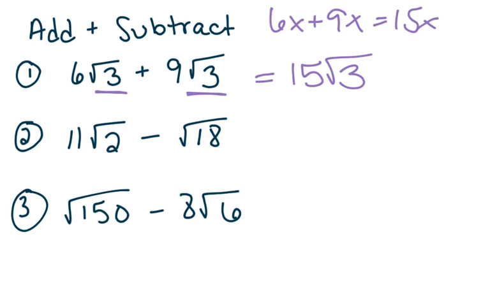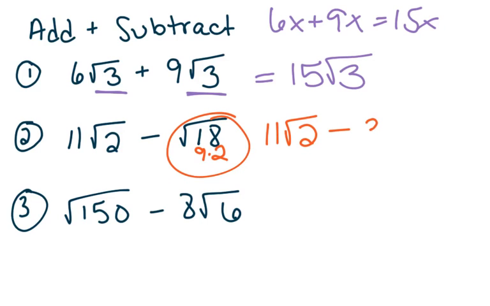Now, if the radicals don't match, you probably want to make them match so you can put them together. So I'm looking at 18, and I know that's not simplified. I know that 9 times 2 can go in there. So really right now I'm at 11 square root of 2 minus, once I simplify this guy, it's going to be 3 square root of 2. Well, 11 minus 3 gives me 8 square root of 2.